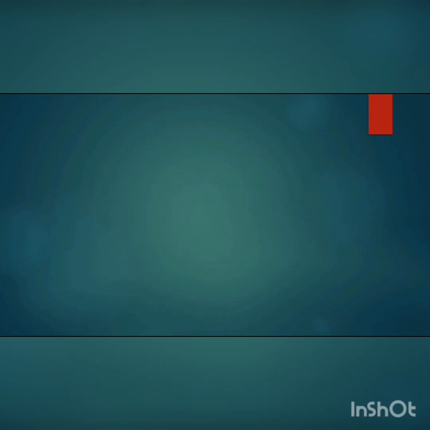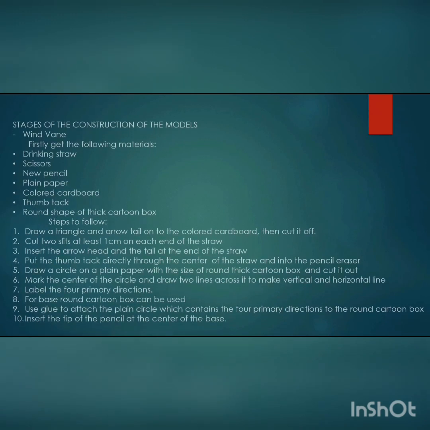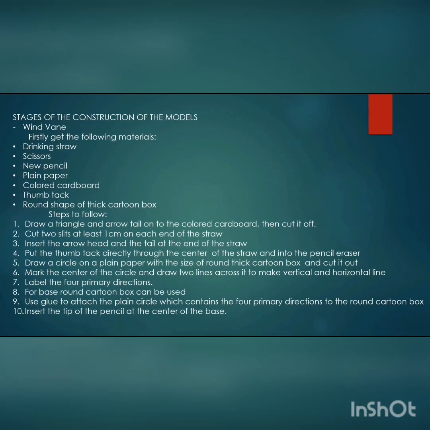Next, we have the stages of the construction of each of the instruments. Stages of the construction of the models. Wind vane. Firstly, we have to get the following materials: drinking straw, scissors, new pencil, plain paper, colored cardboard, thumbtack, and a round thick carton box.